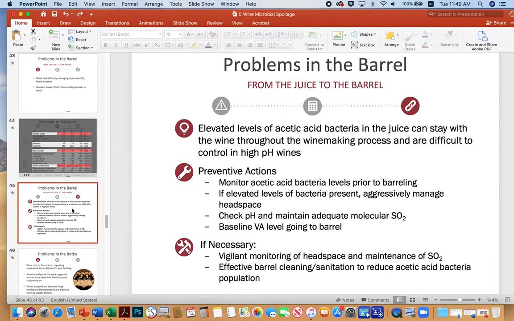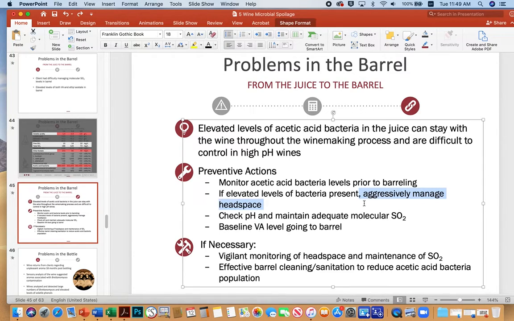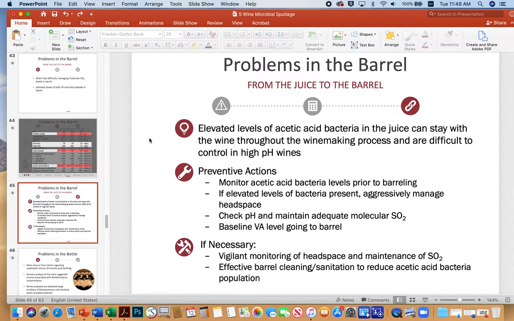And so if we take a look at this, elevated levels of acetic acid bacteria in the juice can stay with the wine throughout the winemaking process. They're difficult to control at higher pHs. So again, some of the preventative actions, as I mentioned, are aggressively managing the headspace, because you don't want these organisms to have that roughly 50% atmospheric oxygen content before they can start converting ethanol to acetic acid. And obviously effective barrel cleaning and sanitation to reduce acetic acid bacteria in the barrel, and other things too.